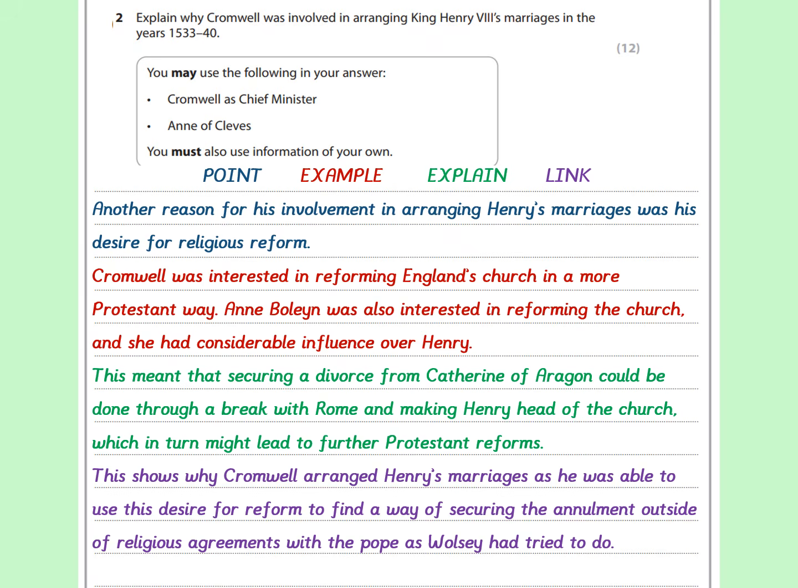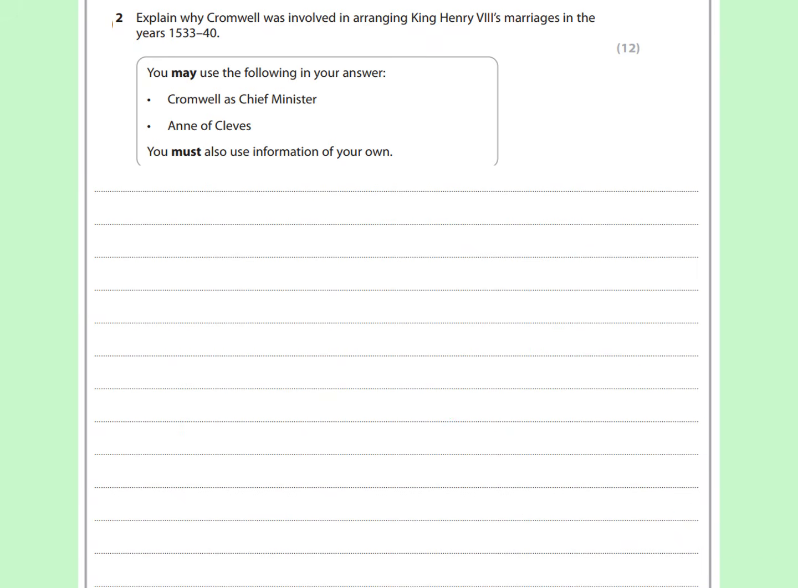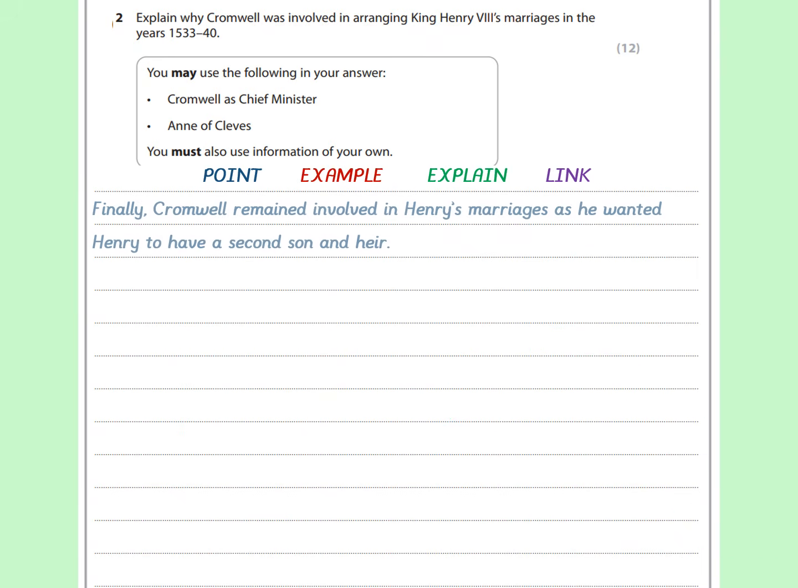This shows why Cromwell arranged Henry's marriages, as he was able to use this desire for reform to find a way of securing the annulment outside of religious agreements with the Pope, as Wolsey had tried to do. Again, a good mixture of AO1 and AO2 explanation points here. Let's get on to our final paragraph.